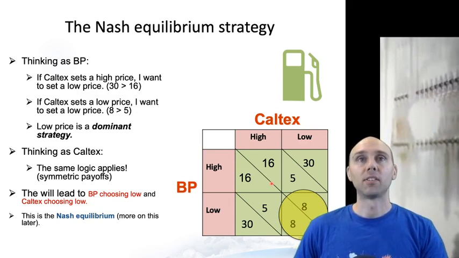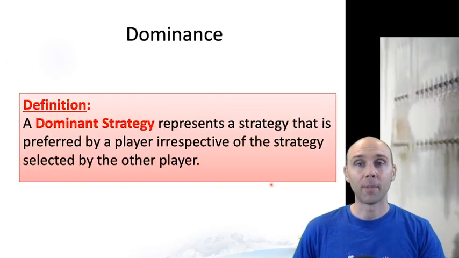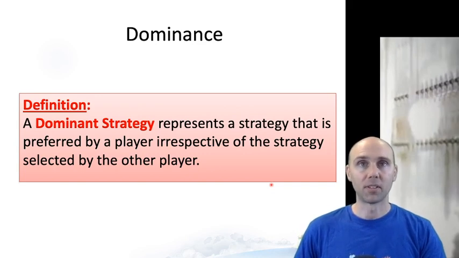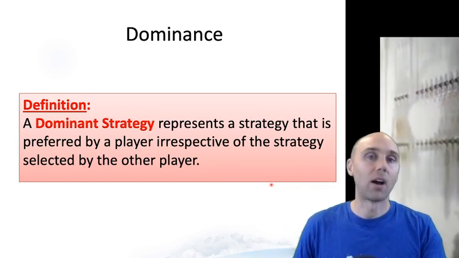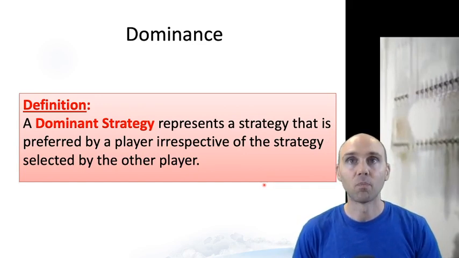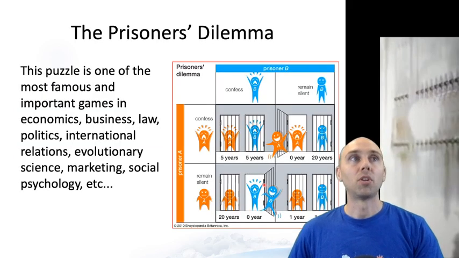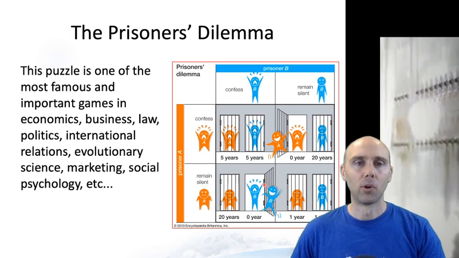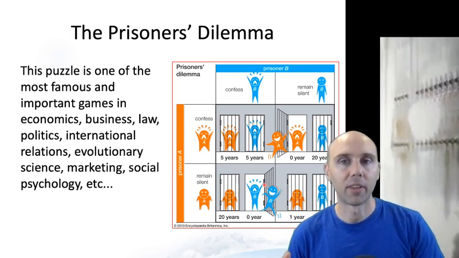However, low is the dominant strategy for both firms, and a dominant strategy is a strategy that's preferred by the player regardless of what the other person does. So in every possible scenario, whatever the other player chooses, it's still our best choice. Now the grade game and the BHP Caltex example are both different contexts for the same sort of game, which you probably have heard about somewhere before. It's called the Prisoner's Dilemma, and it's one of the most famous and important games in game theory, in economics, and in various other disciplines that apply game theory in some sense.